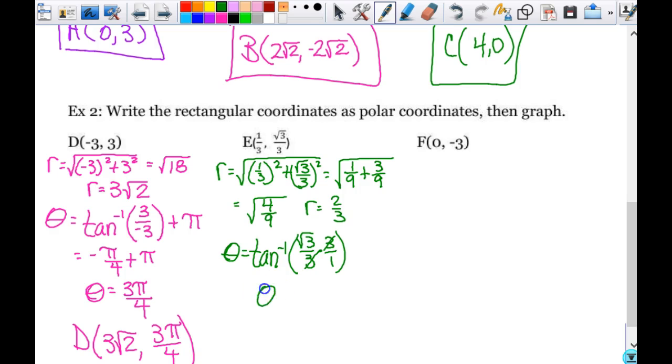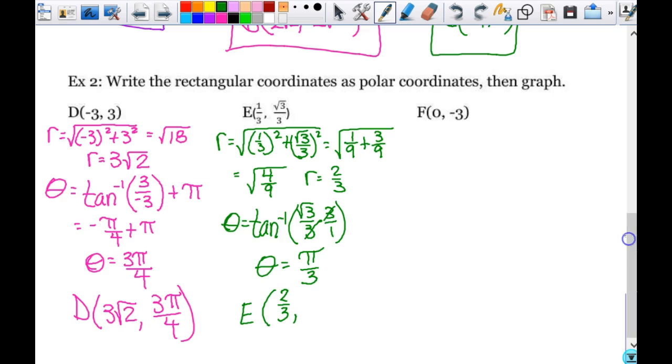So that means that theta is pi thirds. So my point then is at 2/3. Oh, goodness, I cannot even write pi thirds.